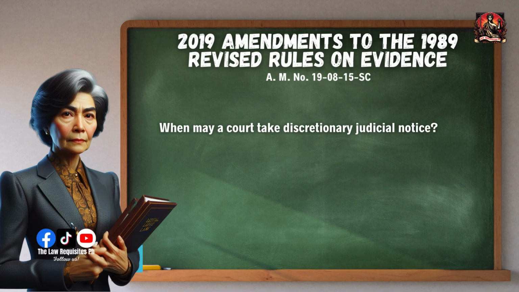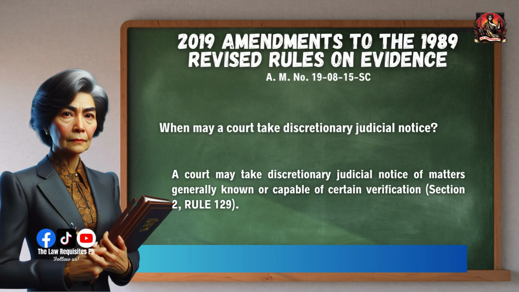When may a court take discretionary judicial notice? A court may take discretionary judicial notice of matters generally known or capable of certain verification, Section 2, Rule 129.